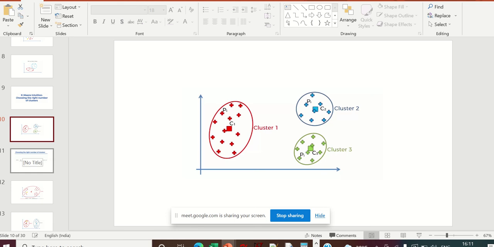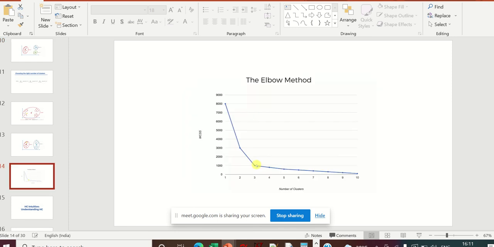The higher the WCSS value, the worse it is according to the algorithm; the lower the WCSS value, the better the result, the better the grouping. So that can be decided using this plot called the elbow method. So this is the WCSS value for one cluster.